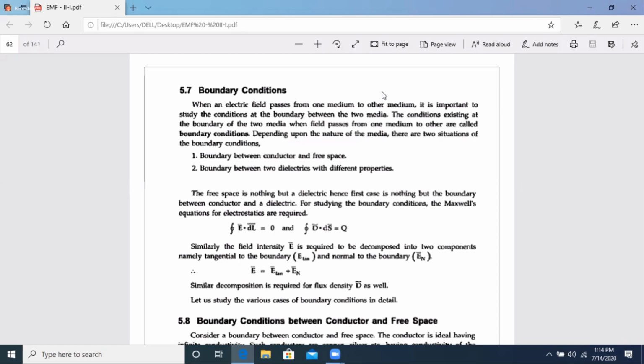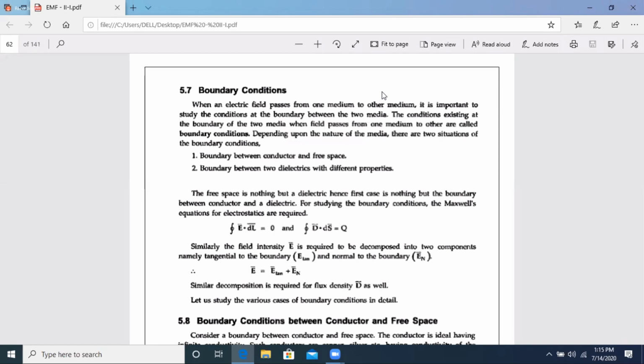Anyway, going from the air to the water, two things happen. Some of the light goes in the water and appears to bend, and some gets reflected at the surface. Now, with electric field and magnetic field, the same thing happens. And we are going to study this today. We call it boundary conditions.